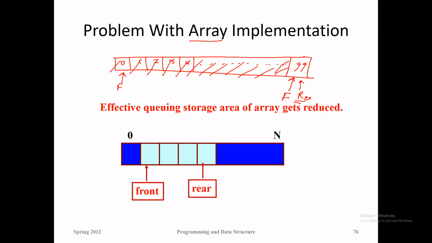So though you have free space in your array or in the queue, you cannot reuse it. That is a drawback of array implementation. That means proper utilization of the memory is not done through array implementations. It is a static allocation. Yesterday, I was also discussing that these are static allocations. These are not dynamic allocations.